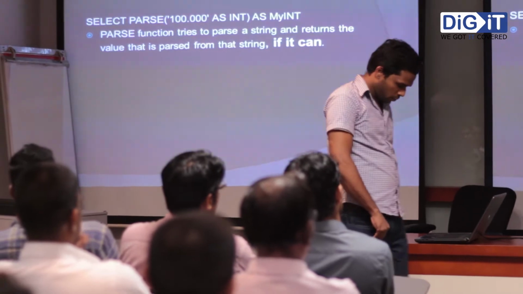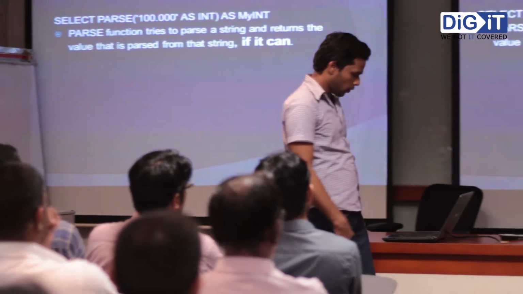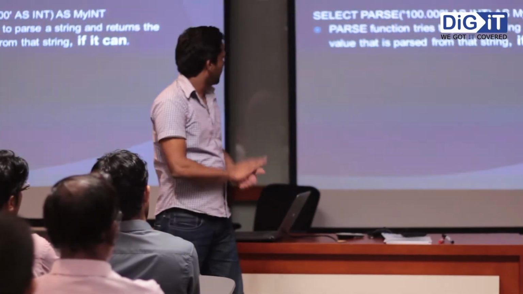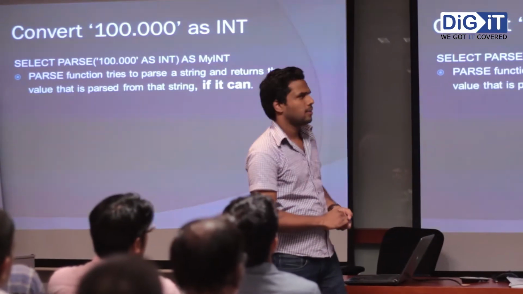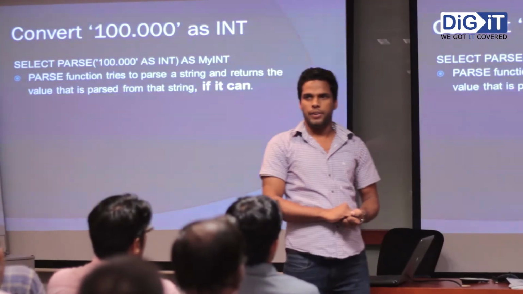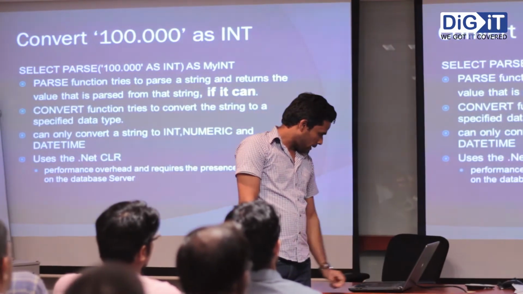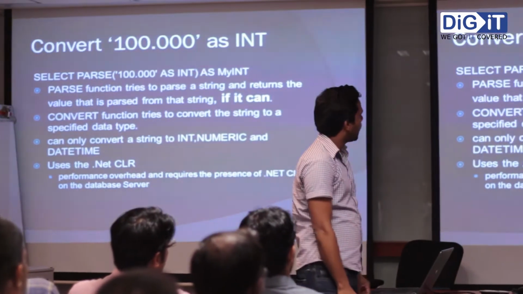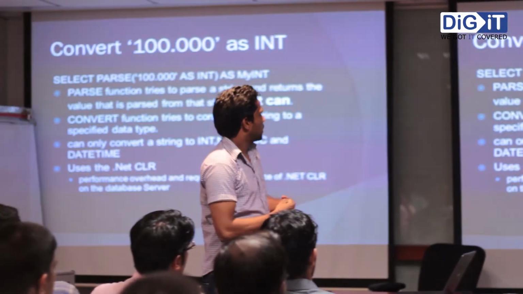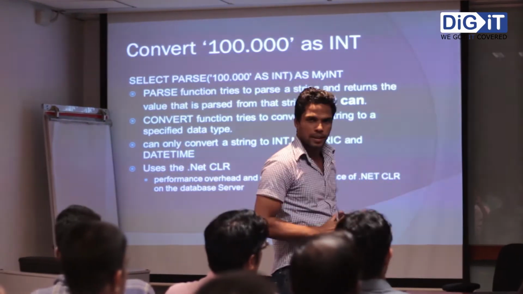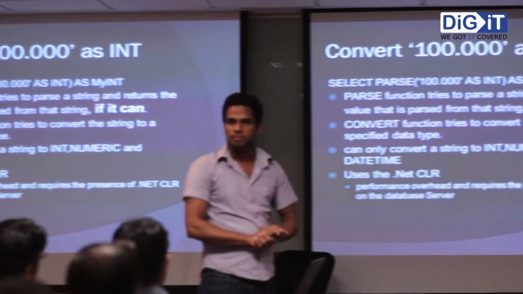Use this new function in SQL 2012, PARSE. It takes this string value and, using .NET, tries to convert it if it can. Obviously, 100.0001 can be converted into 100 from our point of view. But the convert function sees this as 100.0001, a decimal value, and tries to convert the string into the specified data type. So in that case, convert and cast will fail in this scenario.